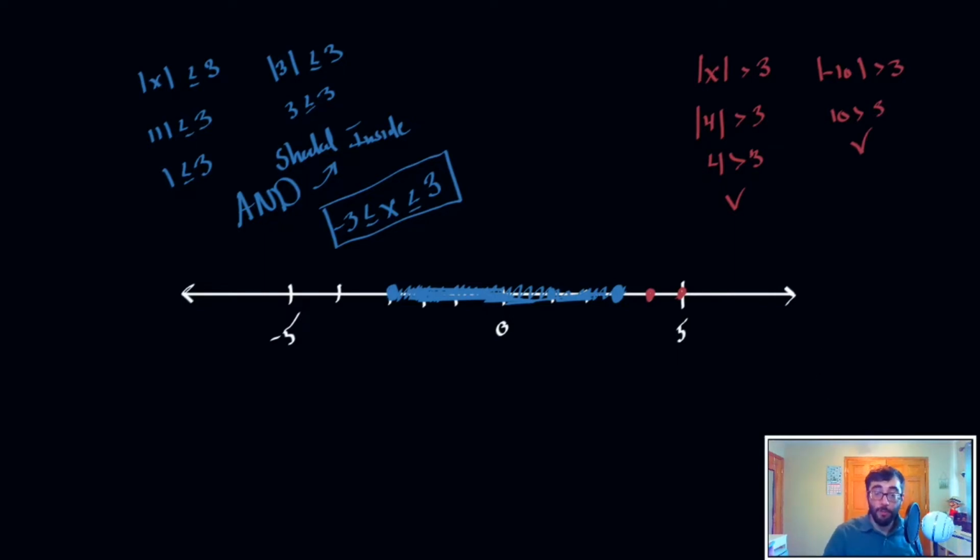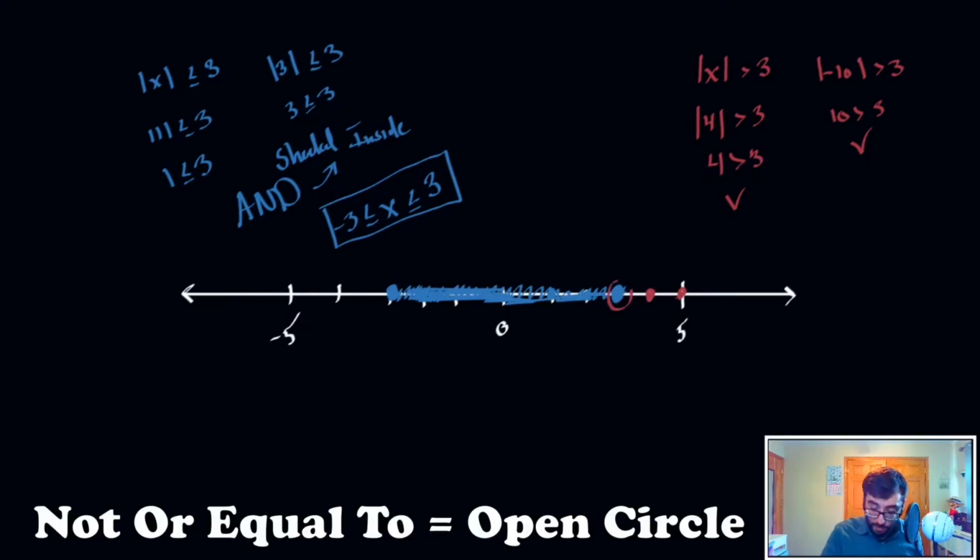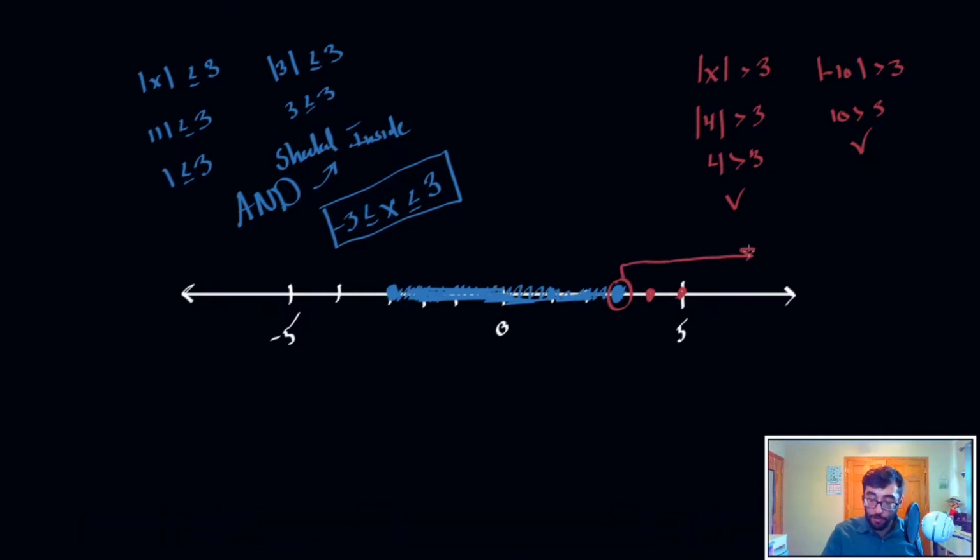Actually, all the numbers greater than 3 and also all the numbers less than negative 3 are going to be solutions. I can show that on a graph by using an open circle on positive 3 and shading all the numbers to the right. I'm just going to use an arrow to show that.